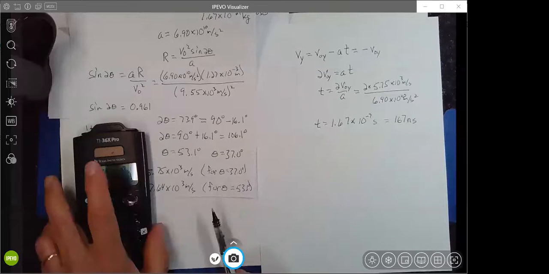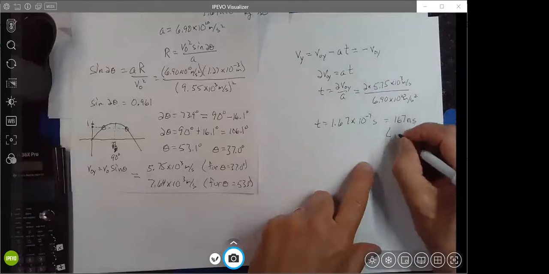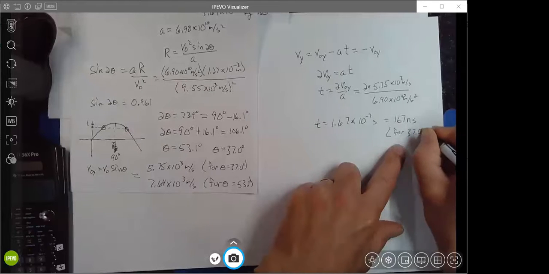And then for the other one, it would be a slightly longer time of flight because it's got a slightly larger V naught y. And this is 437.0 degrees.